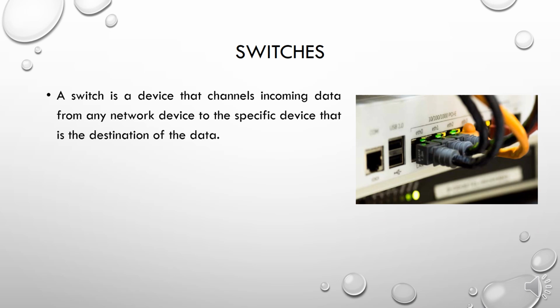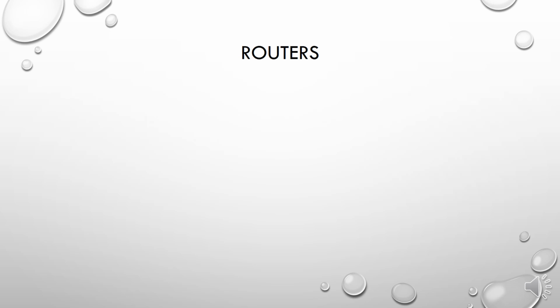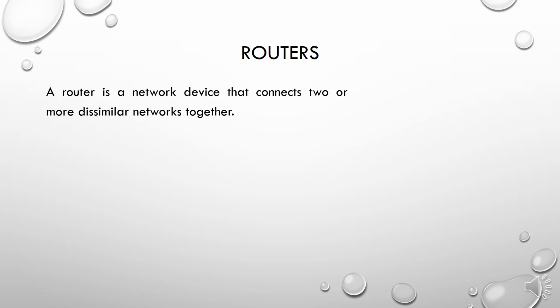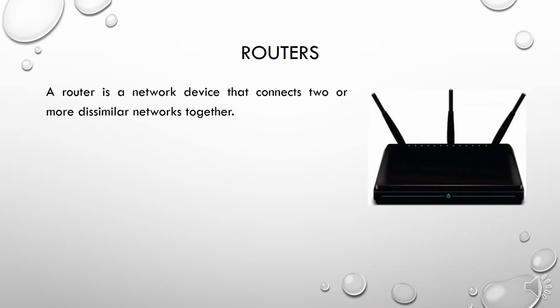So this is an example of a hub, an example of a switch. This is the back side of the switch. The next networking device is a router. A router is a network device that connects two or more dissimilar networks. This is an example of a router.